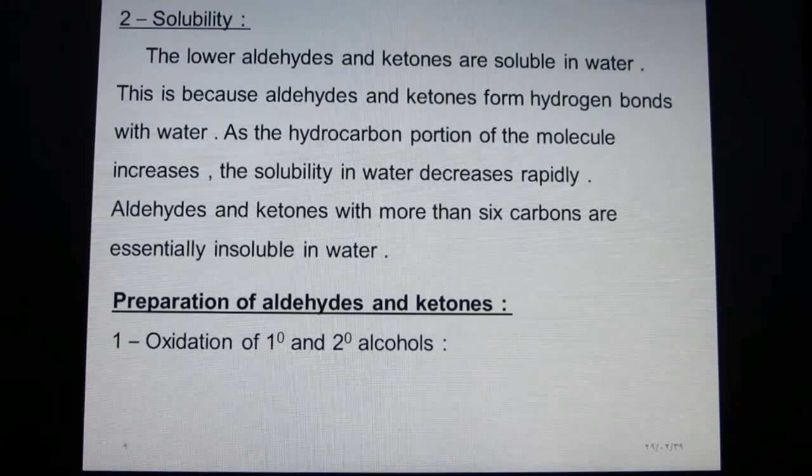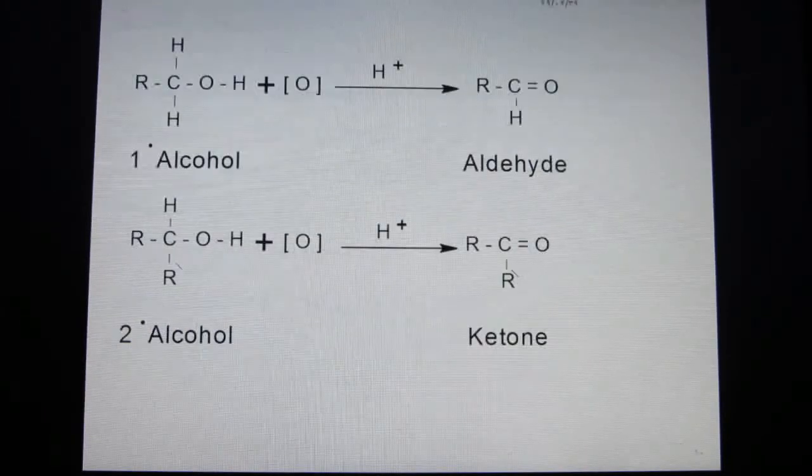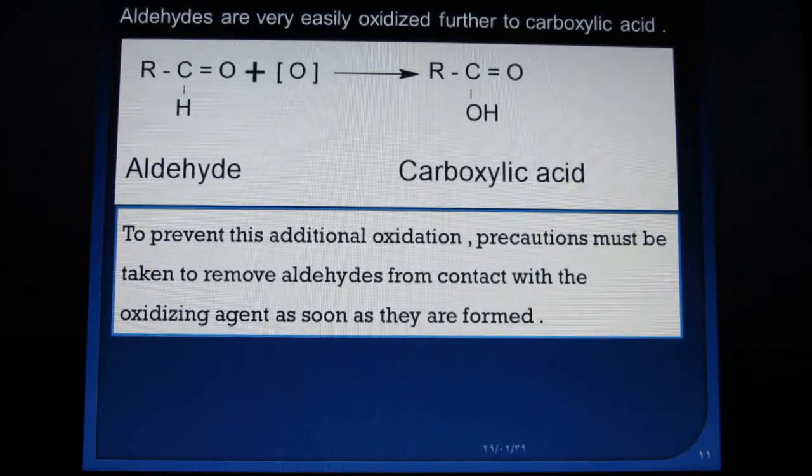Now we prepare aldehydes and ketones. As we took in the previous chapter, in alcohols, when we take primary alcohol and make oxidation, we get aldehyde. Secondary alcohol, we get ketone. But we have a missed step here. What is the missed step? That when we make further oxidation to aldehydes, it will give me acid.